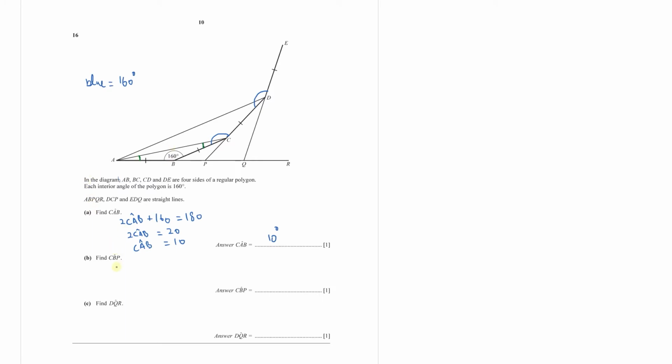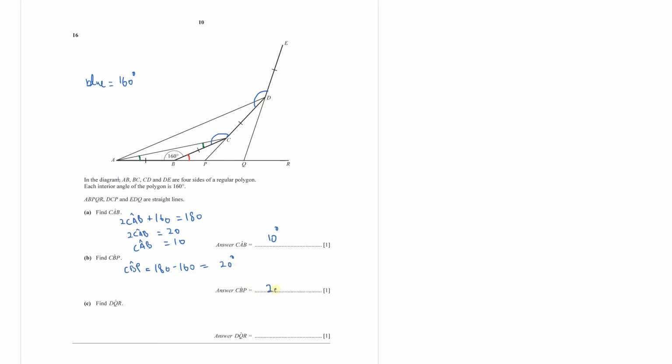The next part is find the angle CBP. So CBP is this one in red here. Since ABPQR is a straight line, we are given that this is a straight line. So this 160 plus this angle CBP should be 180 because it's a straight line. So CBP should equal 180 minus 160, which is 20 degrees.